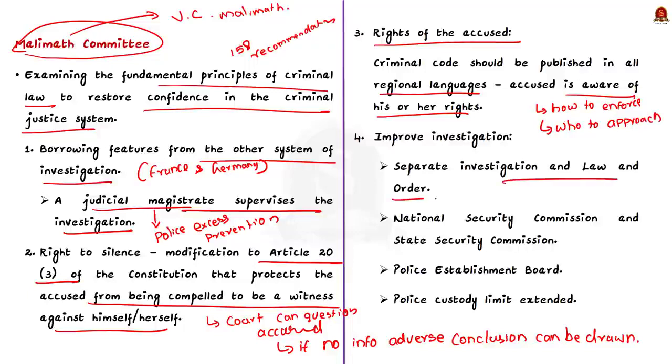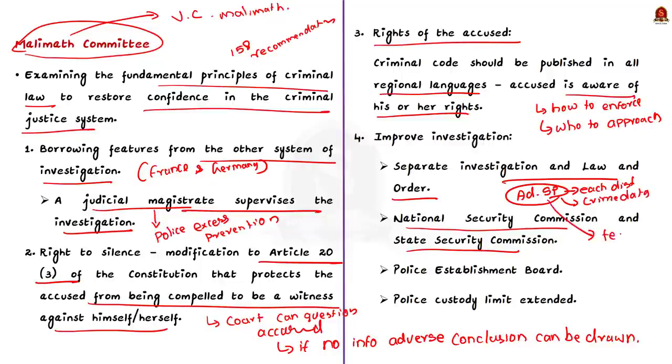It also recommended setting up of a National Security Commission and a State Security Commission. To improve the quality of investigation, it suggested the appointment of an additional superintendent of police in each district to maintain crime data, organization of specialized squads to deal with organized crime, and a team of officers to probe interstate or transnational crimes. The committee also recommended the setting up of a police establishment board to deal with postings, transfers, and other aspects of the police department.